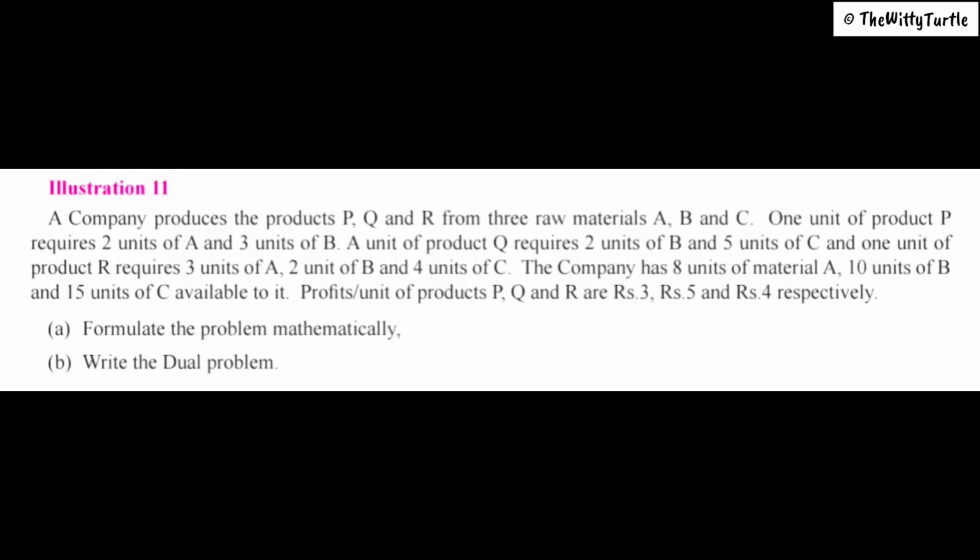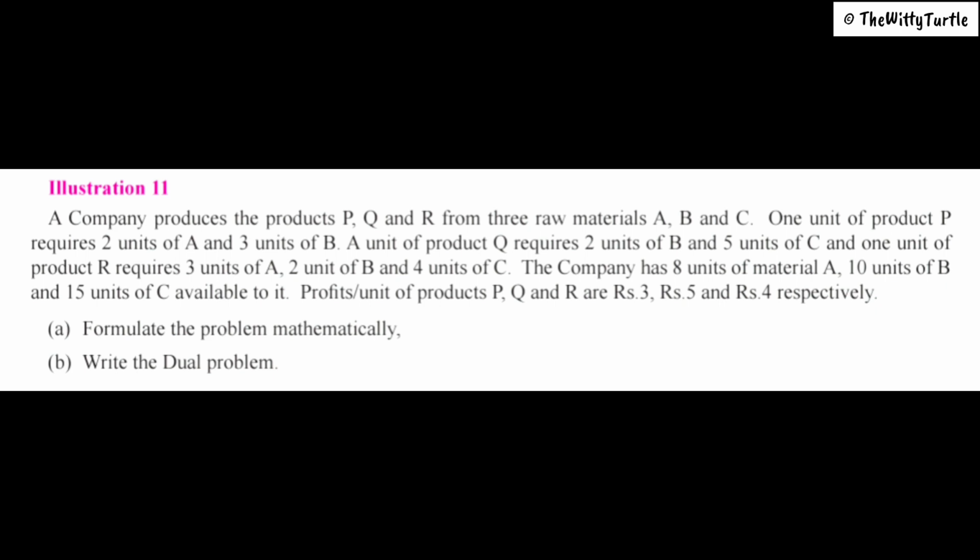Coming to the first question of today, which is illustration 11 in the syllabus 22 book, and it was illustration 38 or 39 in the old syllabus. The question says that a company produces the products P, Q, R from three raw materials A, B, and C. 1 unit of product P requires 2 units of A and 3 units of B. 1 unit of product Q requires 2 units of B and 5 units of C. And 1 unit of product R requires 3 units of A, 2 units of B, and 4 units of C.